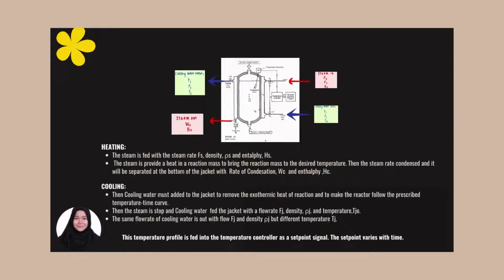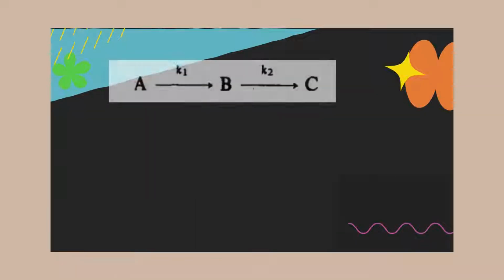Then, the steam is stopped and cooling water is fed to the jacket with the flow rate Fj, density ρj, and temperature Tj note. The same flow rate of cooling water goes out with the flow Fj and density ρj, but with a different temperature Tj. This temperature profile is fed into the temperature controller as a set point signal. The set point varies with time.